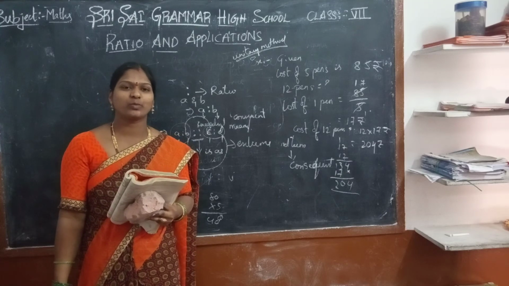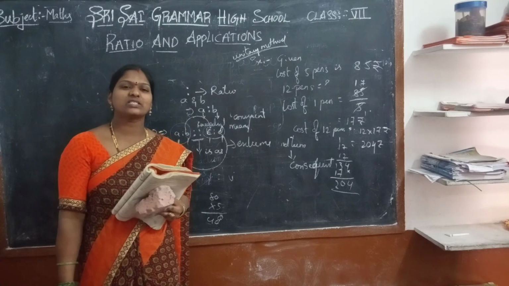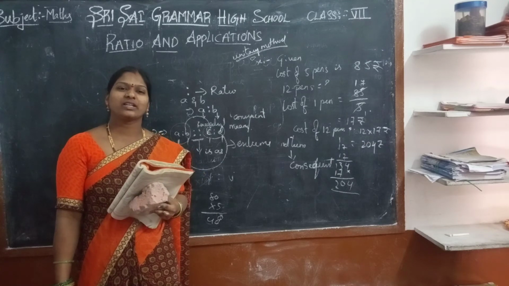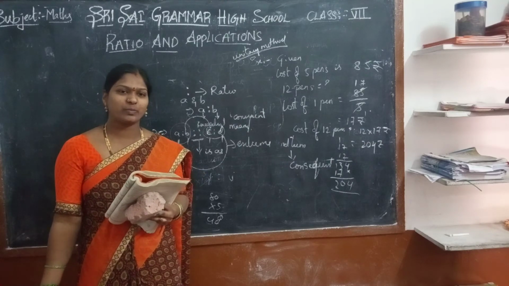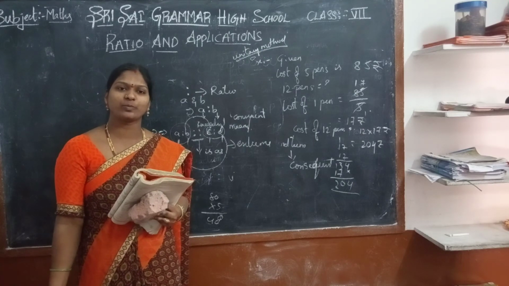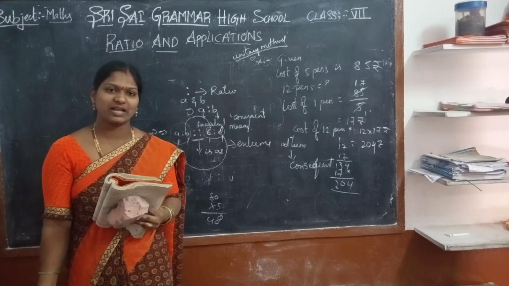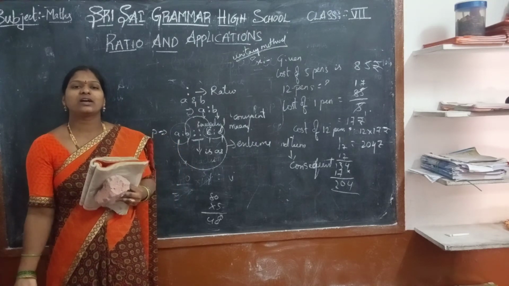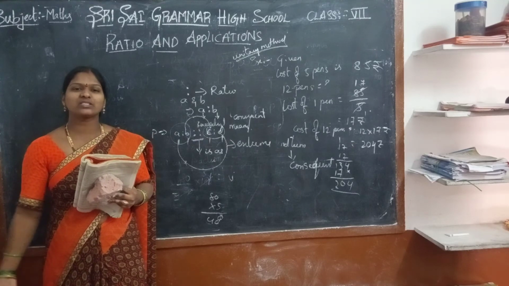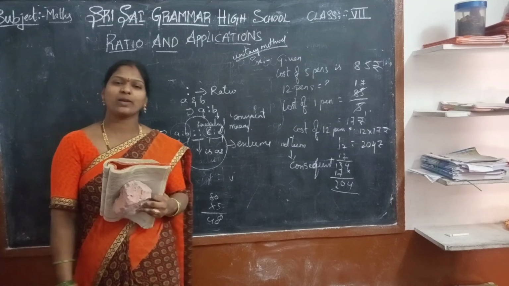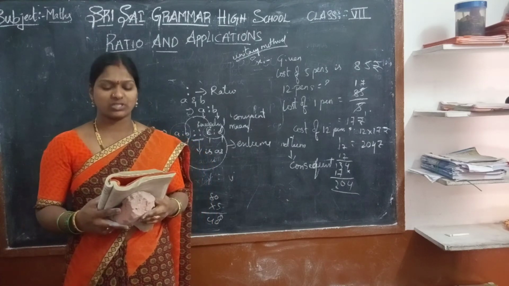Understood about direct proportion? What is an example of direct proportion? If the books are more, then the cost of books will also be more. When you purchase a book, pencil, scale or stationery items, if you increase the items, the cost also increases. Yes or no? That is nothing but direct proportion.